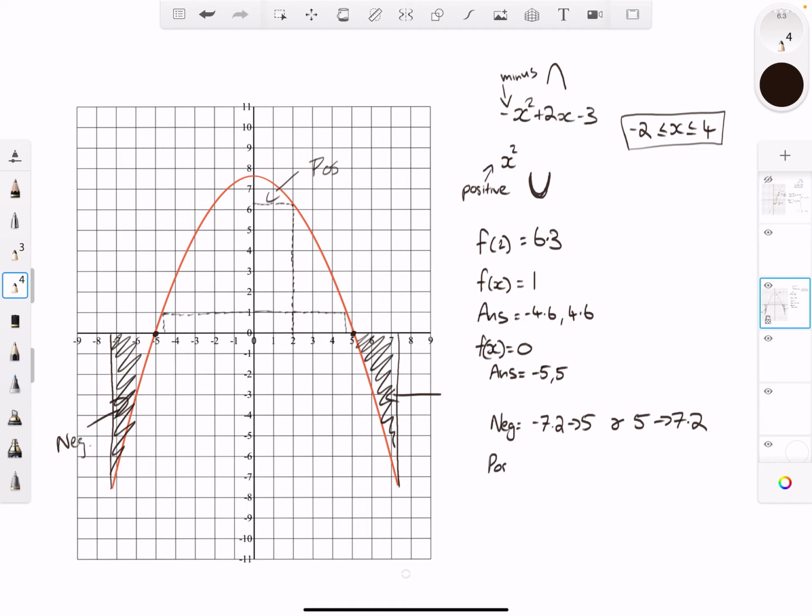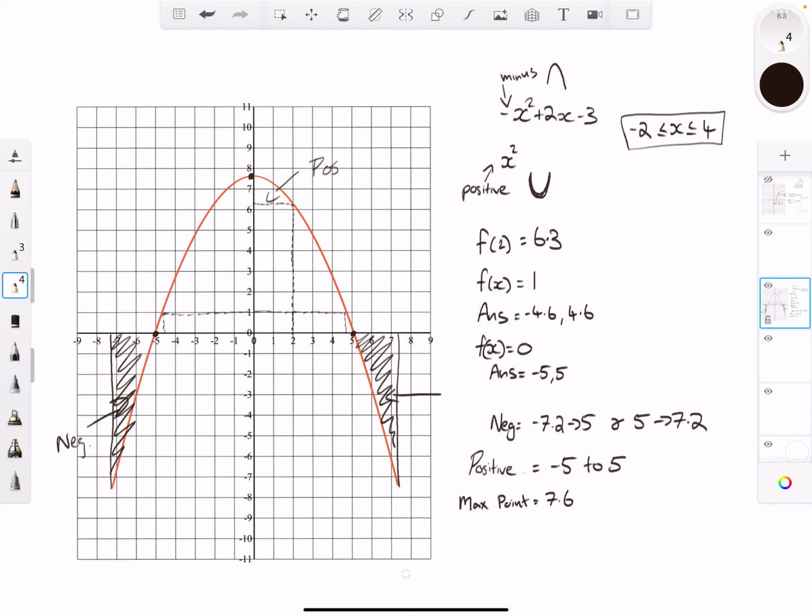And then positive is from, it would help if I spelled positive correctly. Positive is from -5 to 5. And the last thing that you need to know is how to draw the axis of symmetry. Actually, there's one more thing. You have maximum and minimum points. If you have an n shape, like this one here, your maximum point is the top of the graph. All right? So here your max point is 7.6.